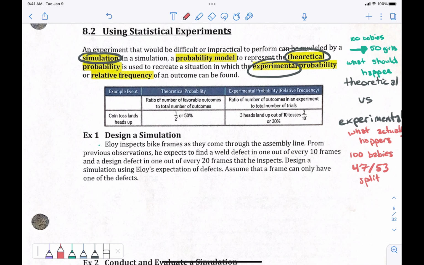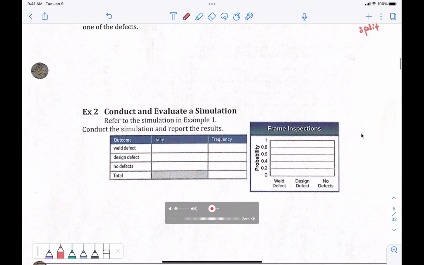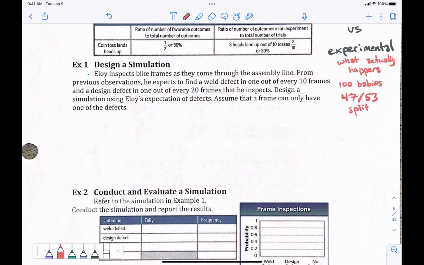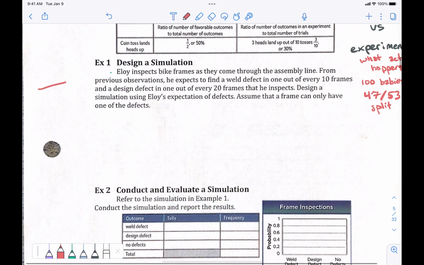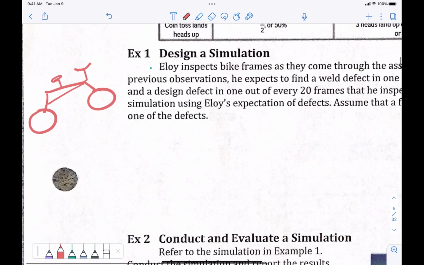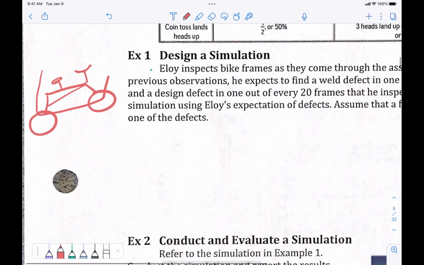All right, example 1, we're just designing a simulation, and then we're going to actually do the results down below in example 2. So it says that this kid inspects bike frames. Do you know what a bike frame is? It's everything but the wheels, right? Here's the seat. It kind of looks like a tricycle, but whatever. The bike frame is all the metal bars that go into place like that.